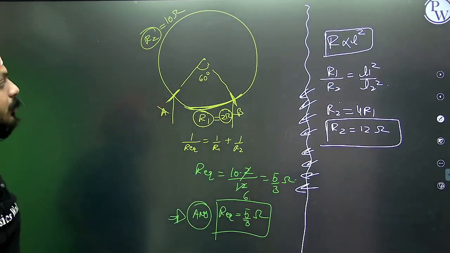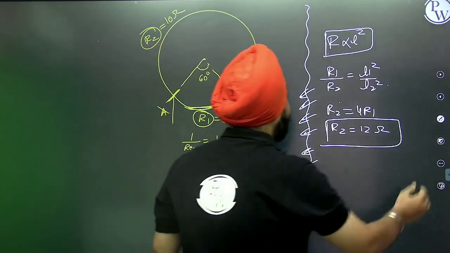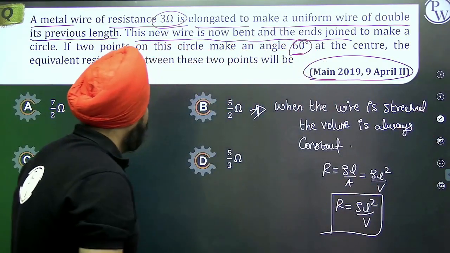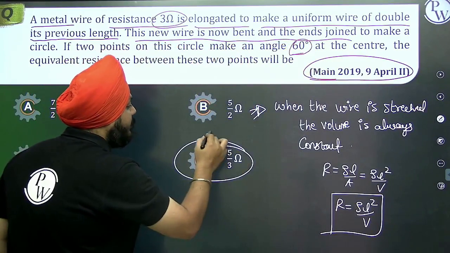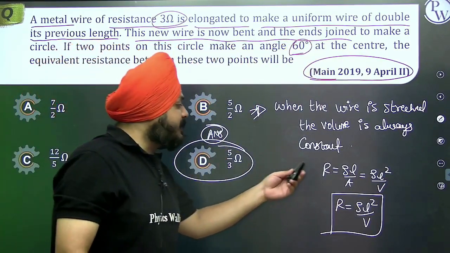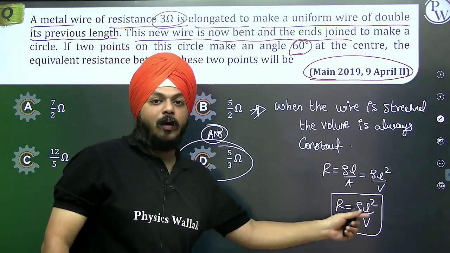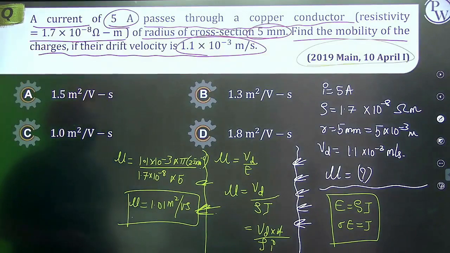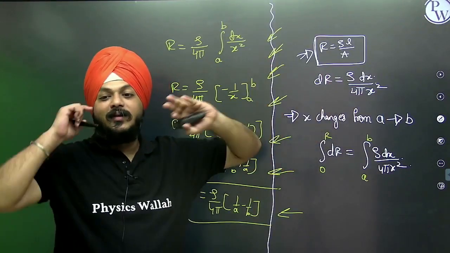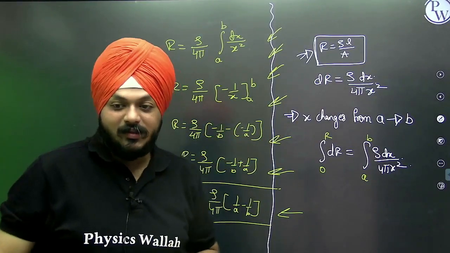Yes or no? D is the perfect answer. So we have seen the simple formula, R is equal to rho L by A, and how it is used in this form, and in the very first question, how it is used. Just keep this in mind. This kind of question always comes up in the examination.